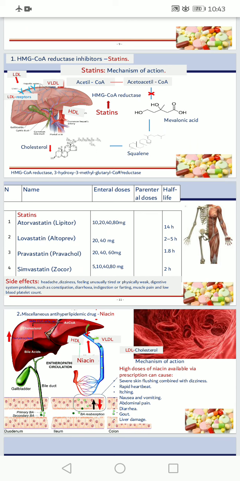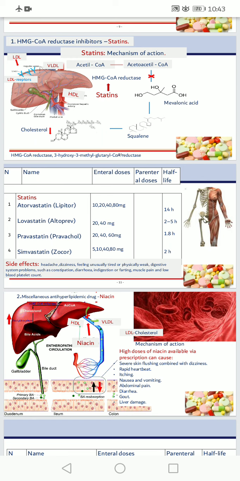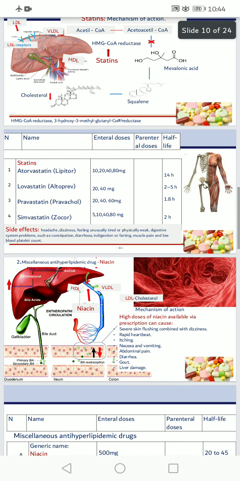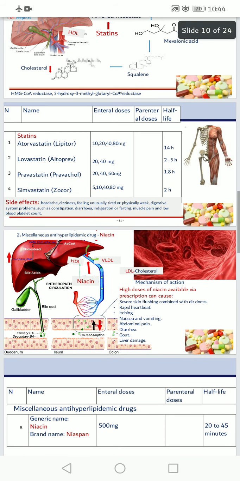Atorvastatin is metabolized in the liver and may elevate liver enzymes and increase liver toxicity in susceptible patients. Use of statins has also been associated with muscle related problems. You can face muscle related problems, headache, dizziness, feeling tired and physically weak, digestive system problems such as constipation, diarrhea, indigestion, fatigue, muscle pain and low blood platelet count. These are side effects of medicines like statins.